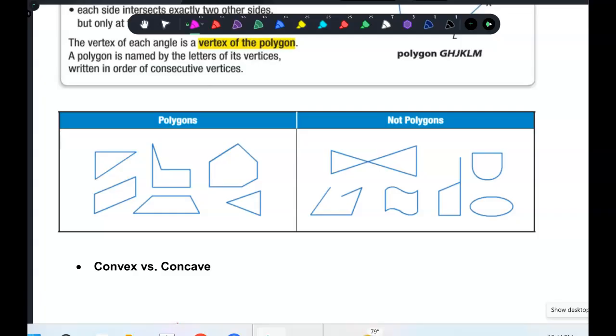These over here are not polygons. So you can't have intersecting lines. You cannot have any curves. Okay? This one, it's not closed. Okay? It's open. Here we have curves. This thing has an extending side, and this is an oval. Okay? So you can't have curved lines. You can't have something that is open.